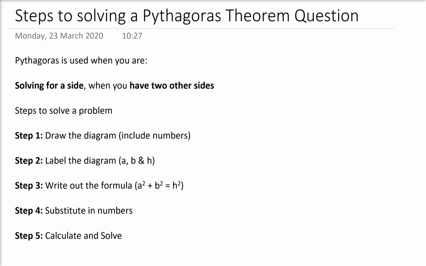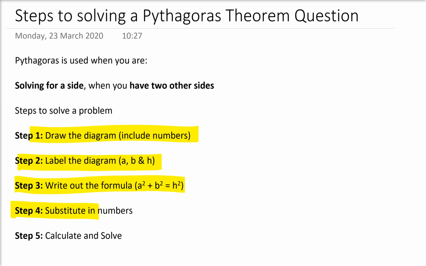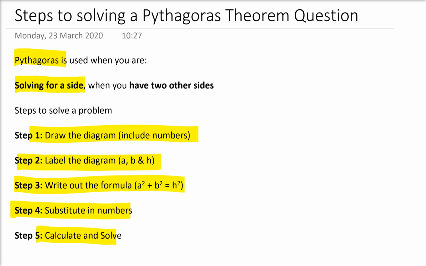Okay, so here we're solving some Pythagoras Theorem questions. There are several steps you are going to follow. You are going to draw a picture, label the diagram, write out the formula, substitute the values, and calculate and solve. Use Pythagoras Theorem when you're solving for a side and you have two other sides.